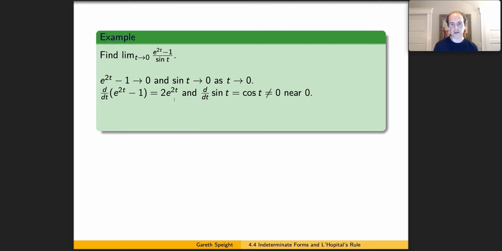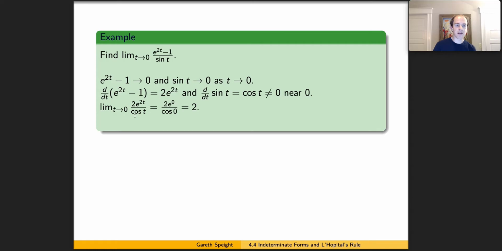We get 2e to the 2t, and we get cosine of t. Okay, and then we calculate the limit of the derivative of the top over the derivative of the bottom. So we look at this new quotient, 2e to the 2t divided by cosine t. So here this is the limit where we just differentiate the top and bottom separately. And hopefully this one is easier than the one we started with.